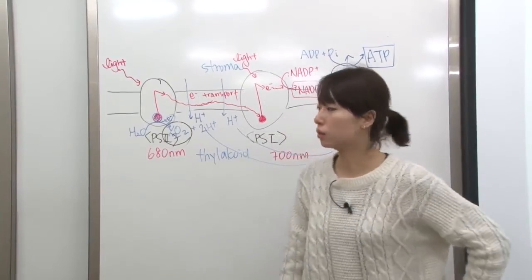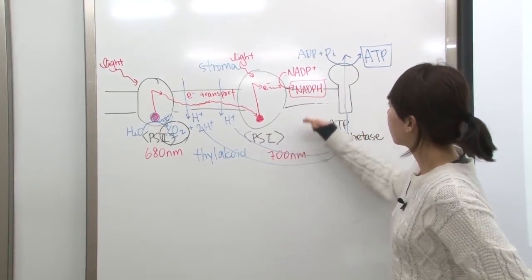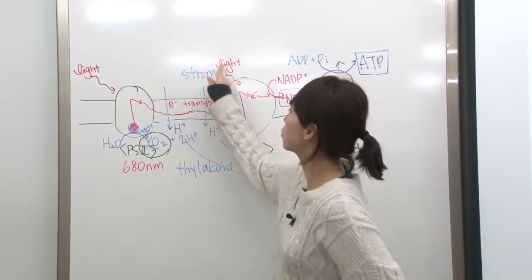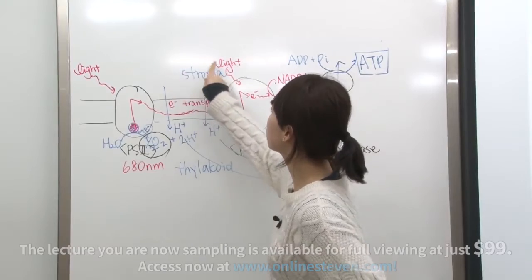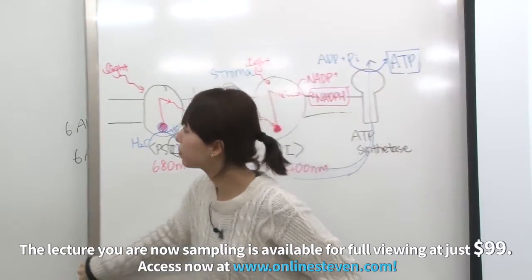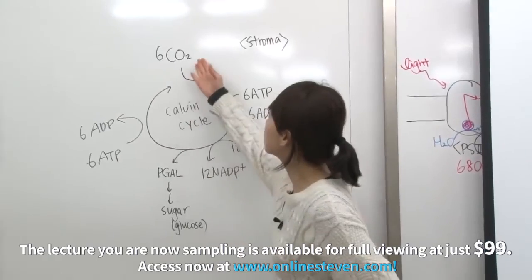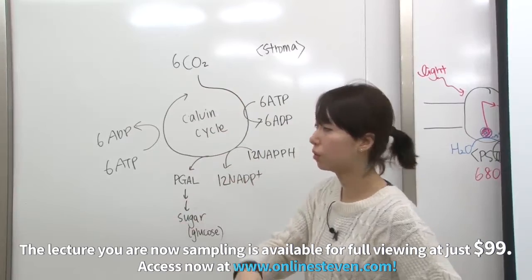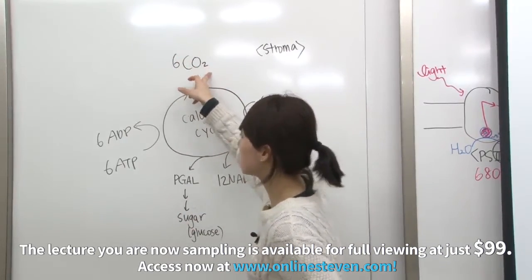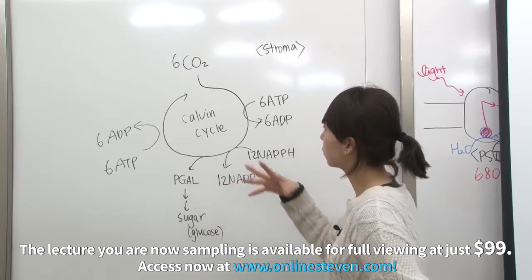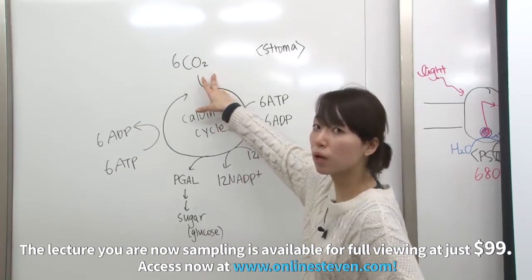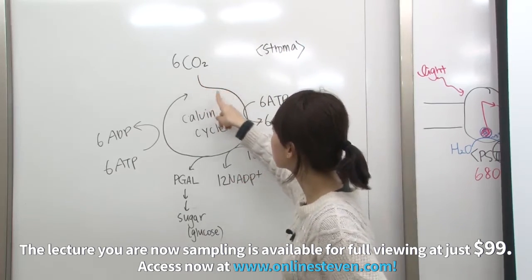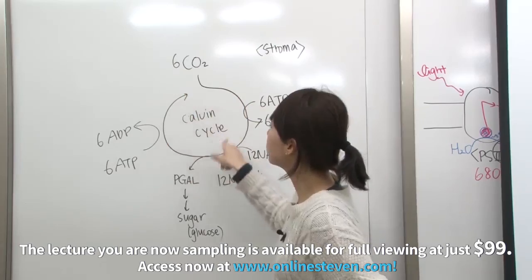In the second step of photosynthesis, after NADPH and ATP are produced in the first step, these two go to the stroma space. In the stroma, they take in CO2 through the stomata, the holes on the surface of a leaf. CO2 is taken into the leaf space and goes into the chloroplast where the stroma exists. Then CO2 goes into the Calvin cycle. This is the carbon fixation step.